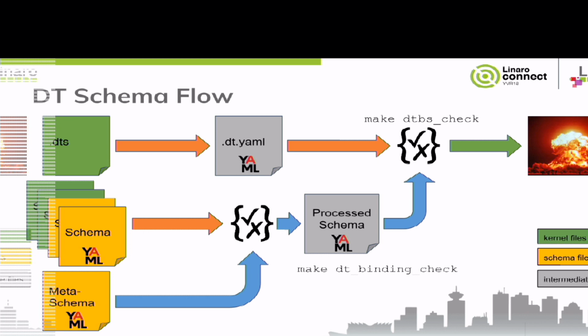So there's two new make targets. DT binding check, which will check all your documentation schema. That outputs a processed schema. So we do some processing on the schema to cut down on some of the boilerplate of what you have to specify in the documentation. Then the output of that is used to validate the YAML encoded DT file that DTC is building with the DTB's check target. And then you run that and you get thousands of warnings.